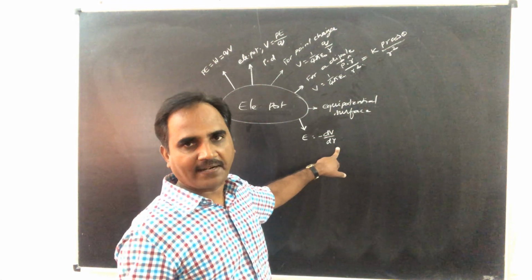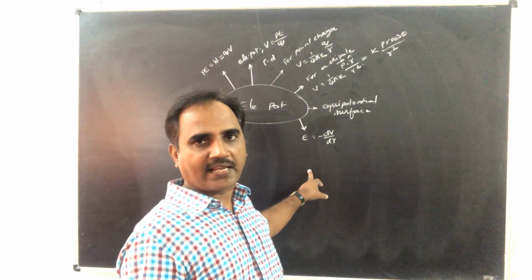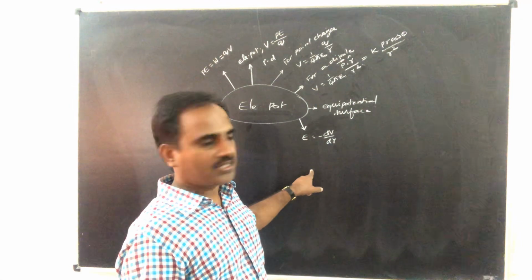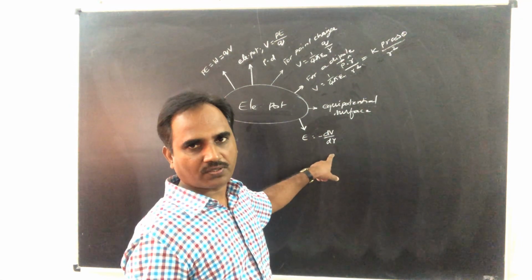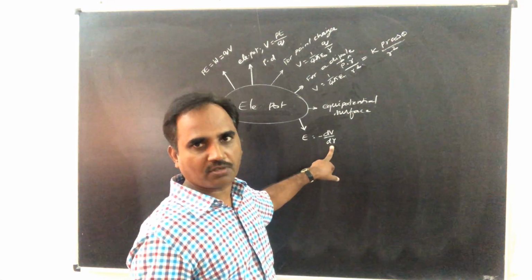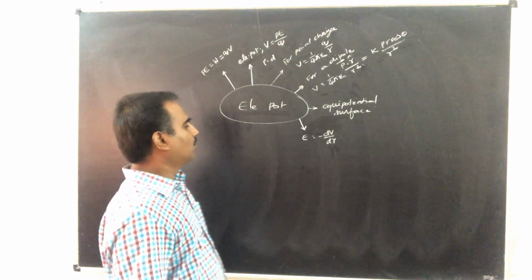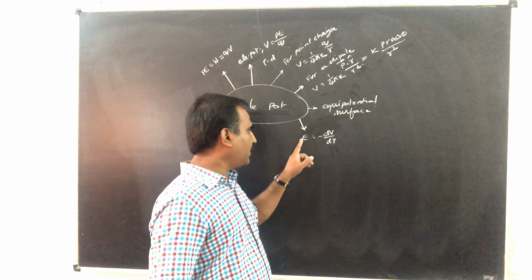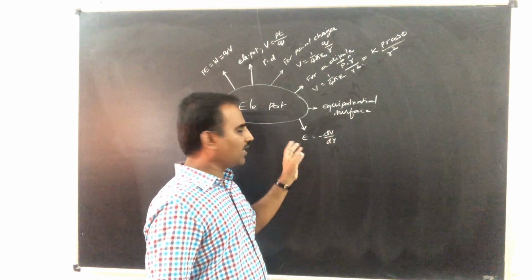If you are considering 3 dimensions, then this R can be written as x i cap plus y j cap plus z k cap. In 1 dimension, simply we write dV by dx. In 3 dimensions, we write it as dV by dr, where R is the position vector. See, sometimes you will be given potential and you will be asked to find the electric field, then you can differentiate like this.